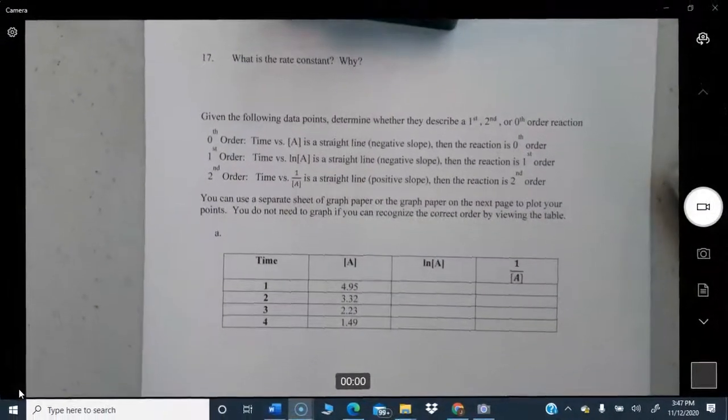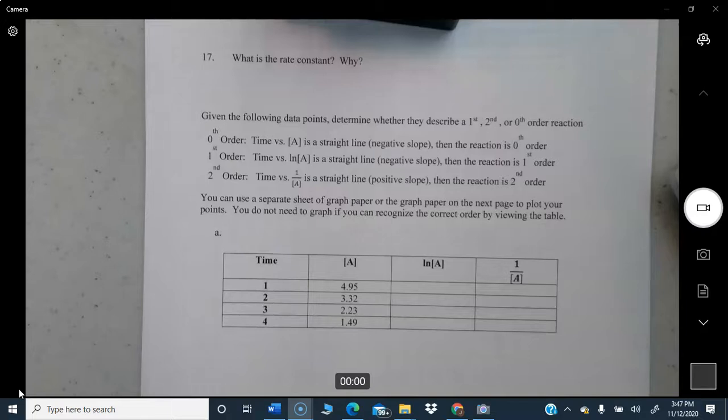Okay, so you should be able to determine whether something is a 0, first, or second order reaction based on the graph. And the question you're asking is, what makes the graph a straight line? If you plot the concentration of A against time, if you plot the natural log of A against time, or if you plot 1 over the concentration of A versus time. So you just do those one at a time, and you say, is that a straight line?